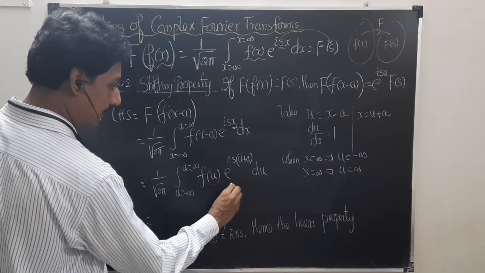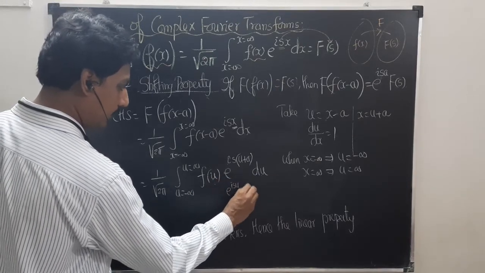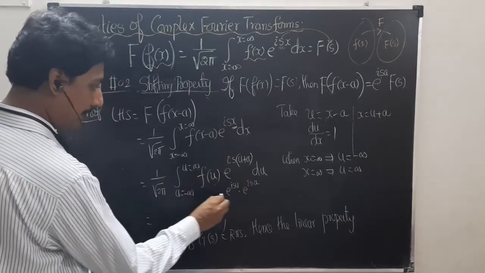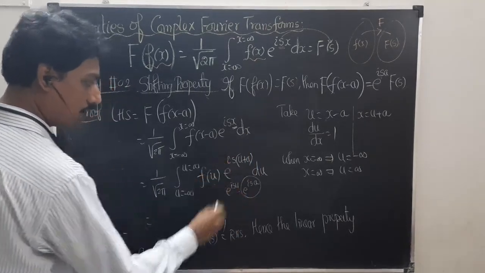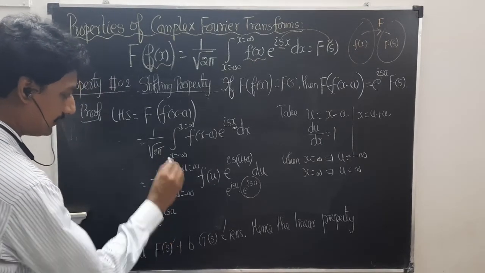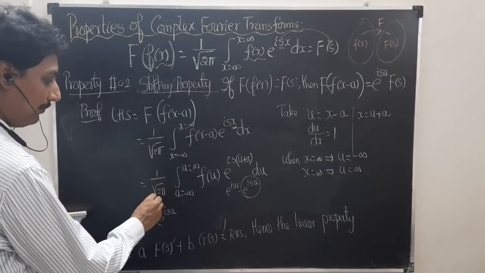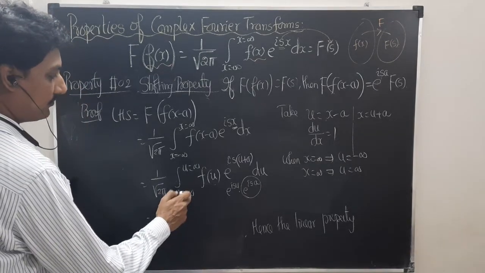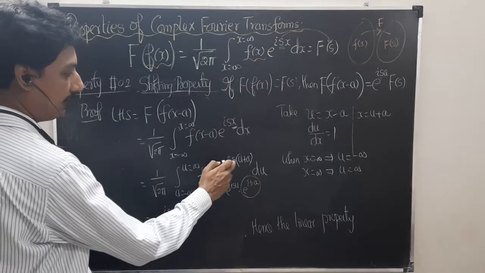So this can be split up into e power isu into e power isa. The integration only depends upon the u variable, so the factor e power isa is free from u and we can take it outside. The balance looks like 1 by root 2 pi integral from minus infinity to plus infinity of f of u e power isu du.